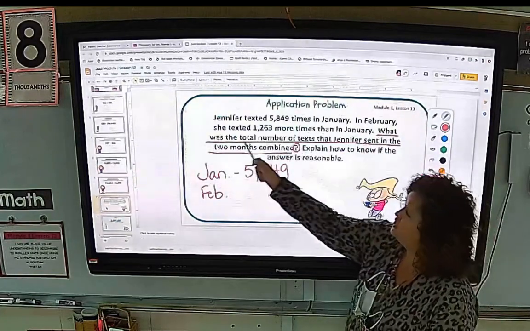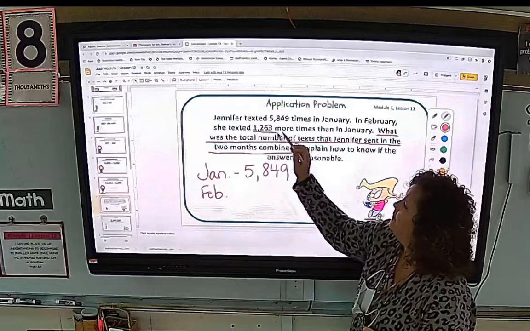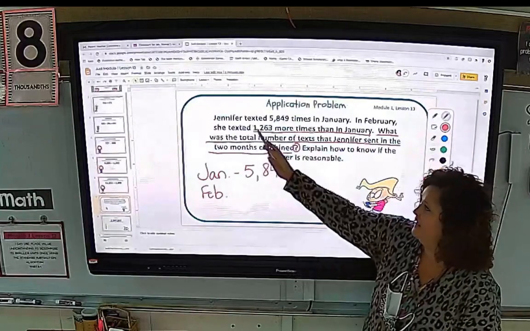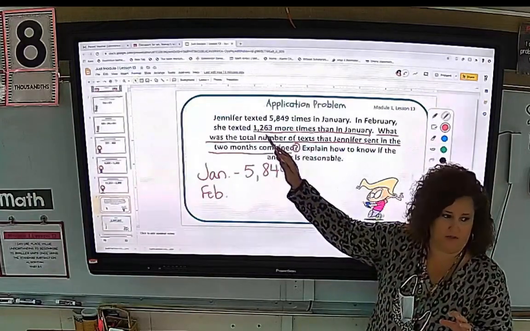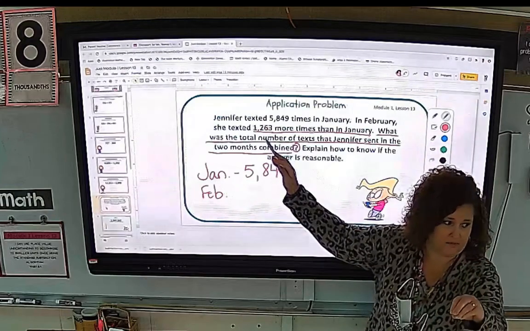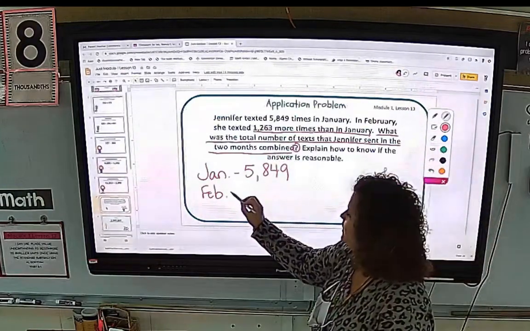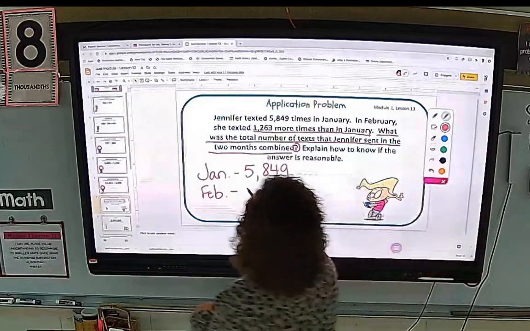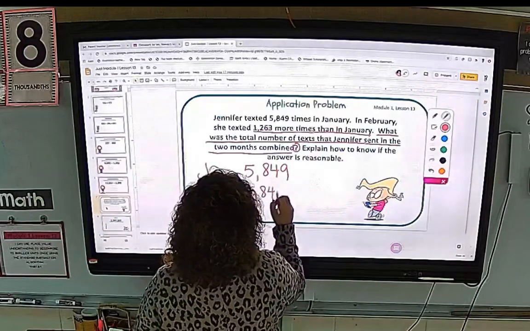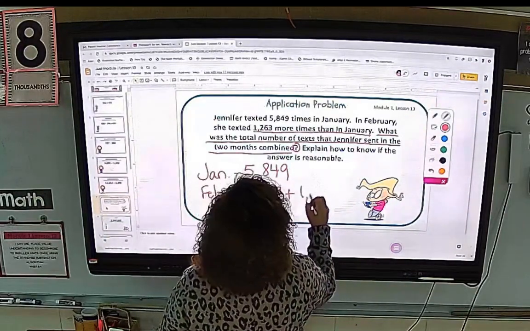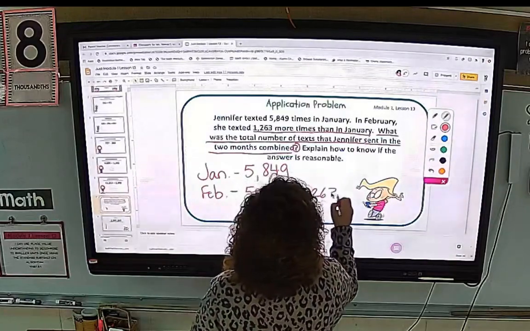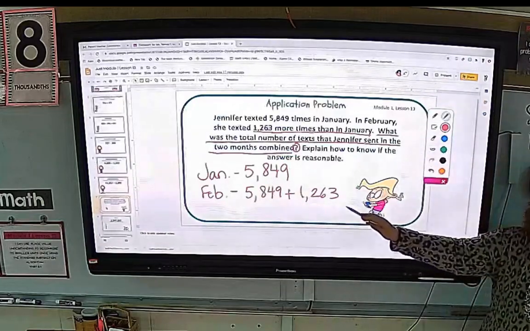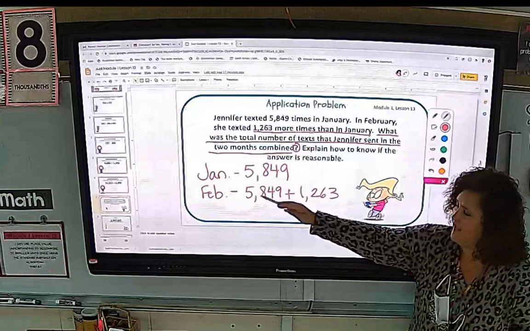In February, she texted this many more times than in January. She did not text 1,263 times in February. She texted that many more times. So to find my February number, I've got to add my January number plus that. Okay? So January is that, but February is both of those numbers together. So first I've got to add these two together.